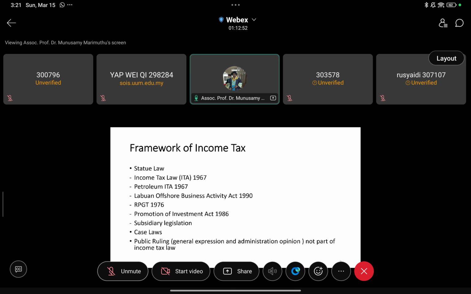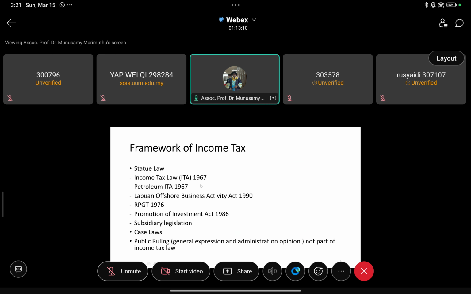Okay. So this is the income tax law. We learn about income tax law. Currently, the tax law which I have is also quite outdated. I tried to get the latest from the website, but it's also not the latest.